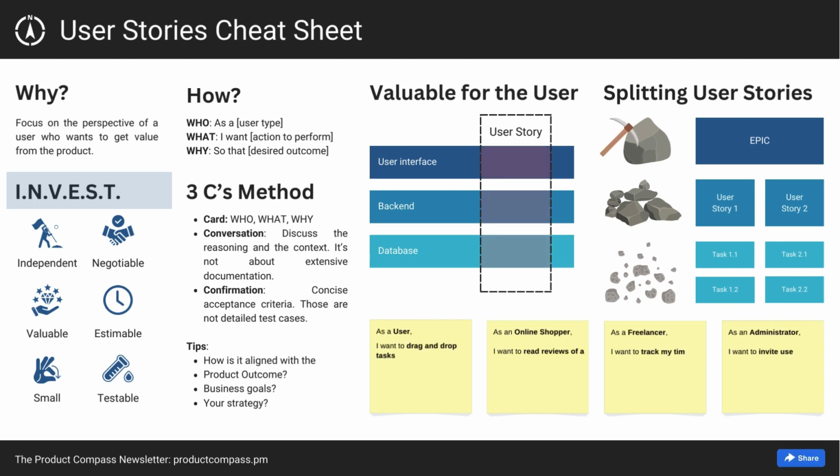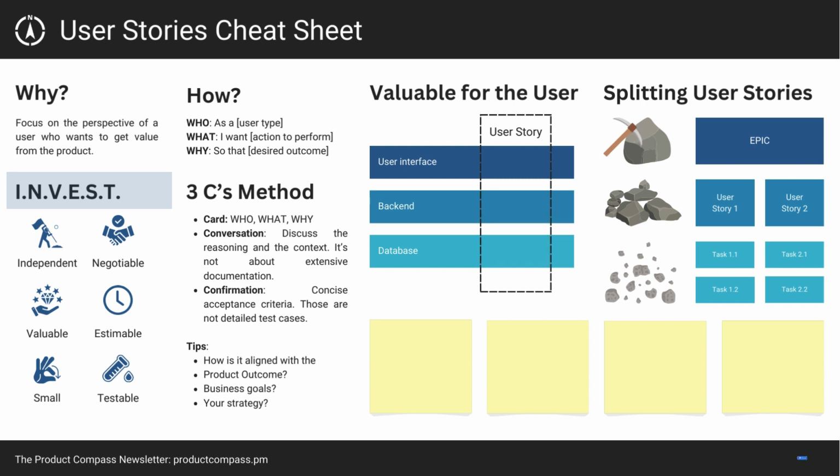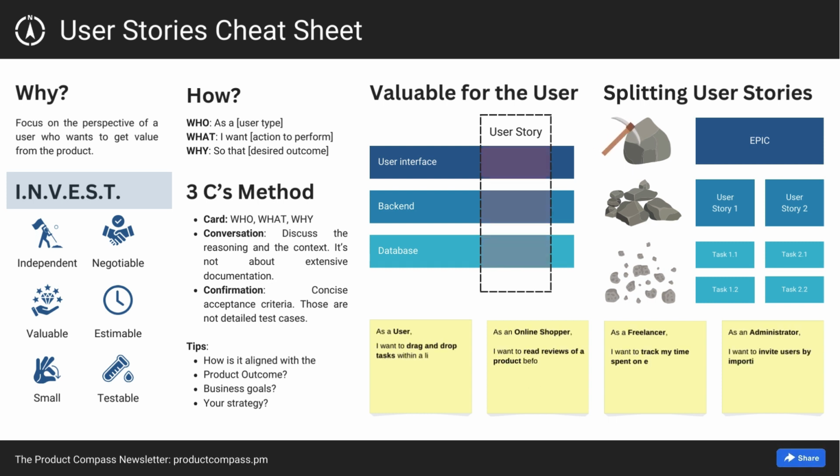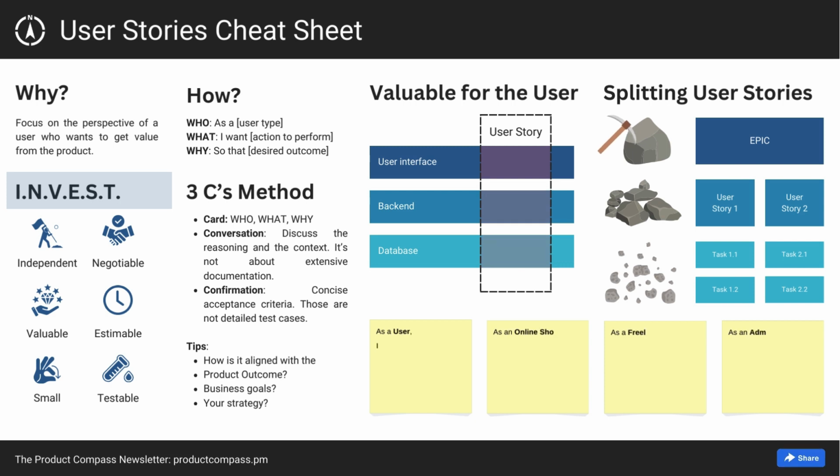Estimable: it should be possible to estimate the effort required to complete the user story. Small: user stories should be small enough to be completed within a single iteration. If you do not work in iterations, you might assume 2 to 4 weeks as the rule of thumb. Testable: there are clear criteria to determine if the user story has been successfully implemented. Those qualities are highly desirable, but do not obsess over the acronym.